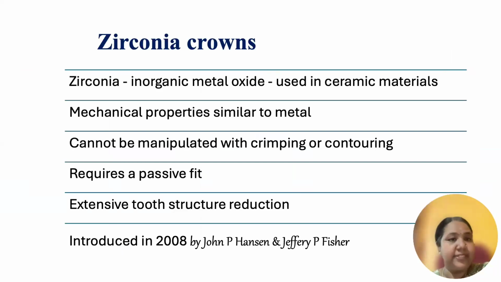Let's understand that zirconia is an inorganic metal oxide which is basically used in ceramic materials. It has mechanical properties which are very similar to metal. The thing about zirconia crowns is they cannot be manipulated with crimping or contouring, and they require a very passive fit because of this reason. This also leads to an extensive tooth structure reduction when we are placing zirconia crowns, which we will read about in the subsequent slides.